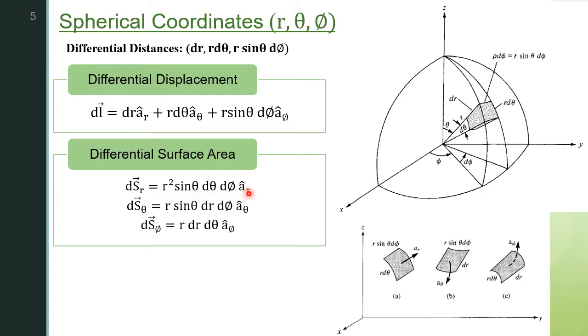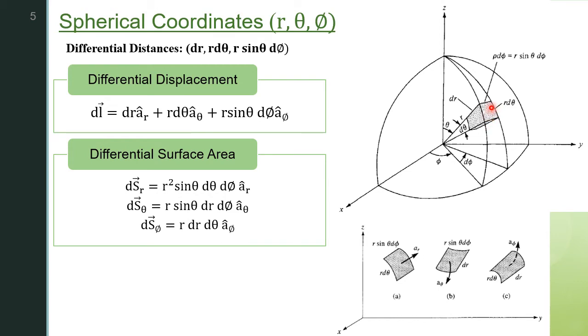Now if you want to find the area along the theta direction, theta is varying in this direction, so this is the a theta cap direction. You need to find the product of dr and r sin theta d phi. That is, we need the area of the face at the back, or one of the faces. So it is r sin theta dr d phi a theta cap. Now if you are finding the area along the phi direction, phi is varying in this direction, so the two sides are r d theta and dr.